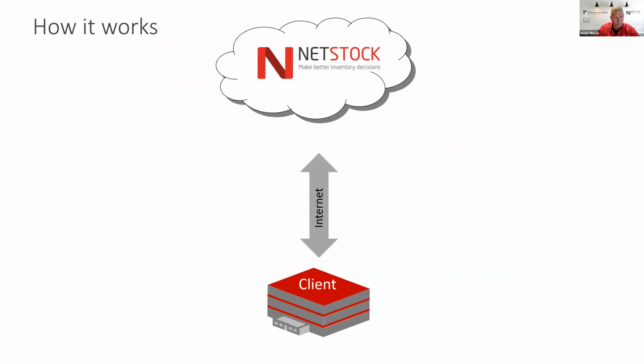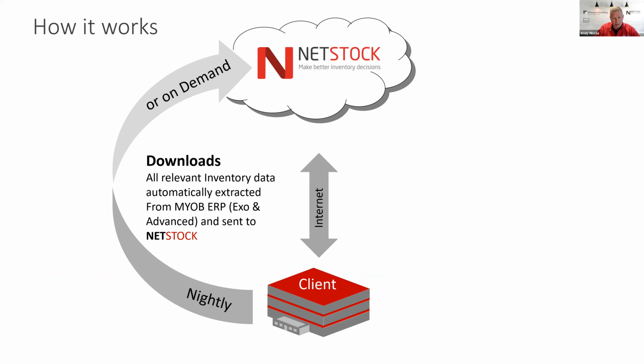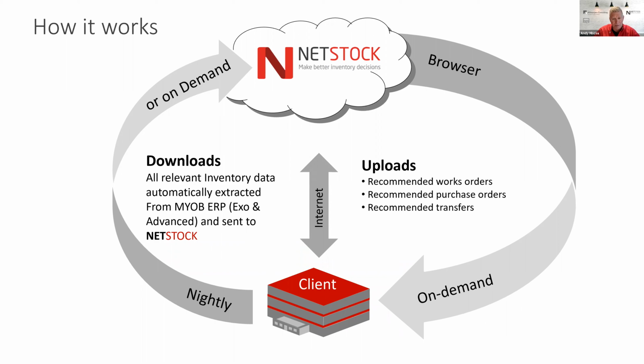Now, how NETSTOCK works, just before we go into the software demo, it essentially is a pure cloud product that integrates automatically with EXO and Advanced. Takes a very short time to set up the connectors, and then all the data that's relevant from an inventory planning perspective is passed automatically from EXO or Advanced to the NETSTOCK app servers in the cloud. You access that server via a browser, any kind of browser, Chrome, Firefox, Safari, Internet Explorer, Edge, and it normally generates 3 types of outputs: recommended works orders, recommended purchase orders, and recommended transfers that you review and can adjust, and then press a button, and on demand they get sent back to the ERP to create the actual purchase order, the actual transfer, and the actual works order.